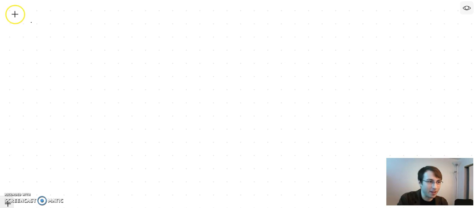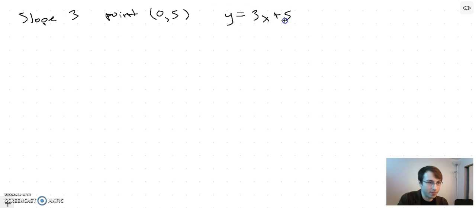For example, if they want a line with slope 3 and through the point (0, 5), well, this is just the y-intercept. So our line is y equals 3x plus 5.